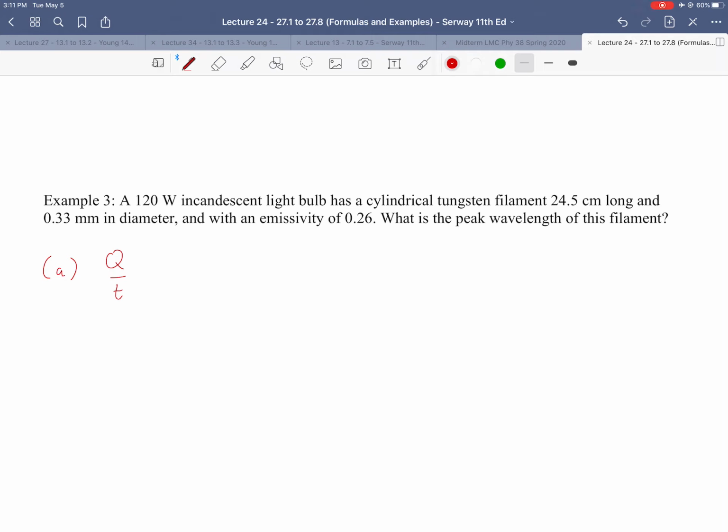So it's Q over t, so energy per time, or heat per time, because remember we use Q for heat, okay? And then that is equal to the emissivity times the Stefan-Boltzmann constant times the surface area. It's actually not the cross-sectional area, that would be more relevant to conductive heat flow. So the surface area of the object that's radiating, and then the temperature to the 4th power.